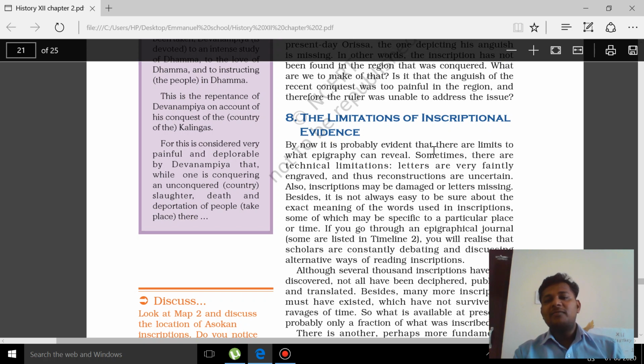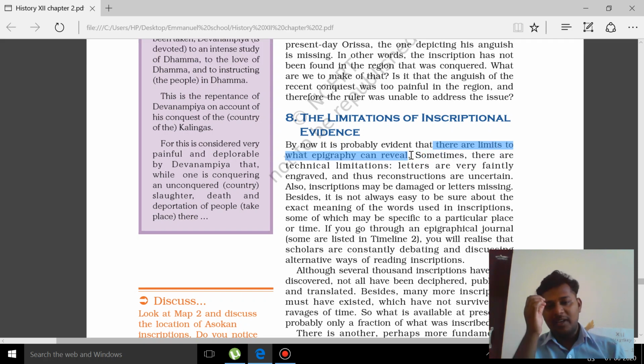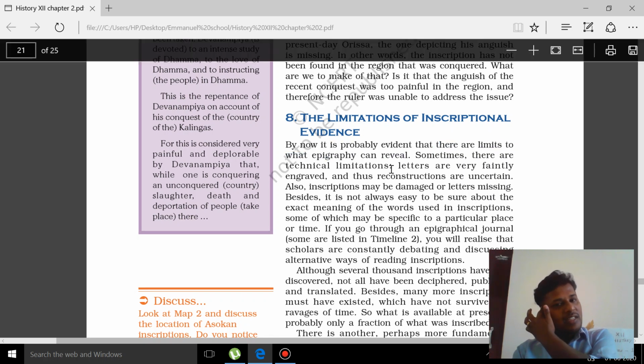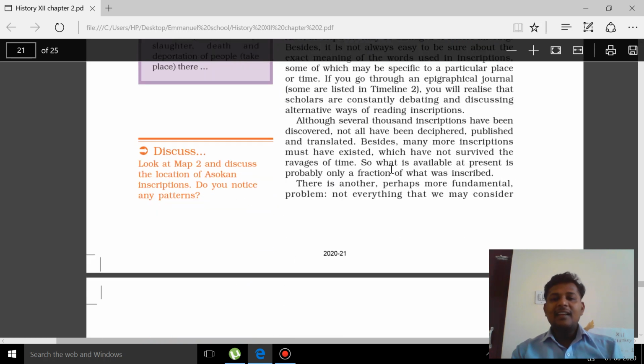Questions can be asked in different ways. One way of asking is this: there are limits to what epigraphy can reveal. Explain, comment. Or, what are the limitations of epigraphy, or what are the limitations of inscriptional evidence? The wordings may be different, but the answer is the same. There are some technical limitations. First we will see the technical limitations, then we will see the fundamental limitations. There are 2 types of limitations, technical and fundamental.